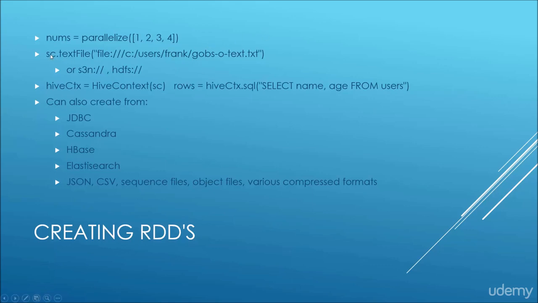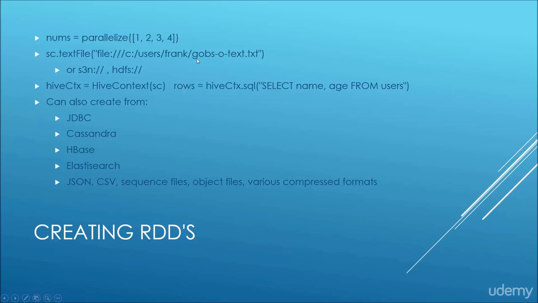More often, we're going to be using something like sc.textFile to create an RDD object. So for example, if I have a giant text file full of, I don't know, movie ratings data, on my hard drive, we can use sc.textFile to create an RDD object from the Spark context, and then we can just use that RDD object going forward and process it.